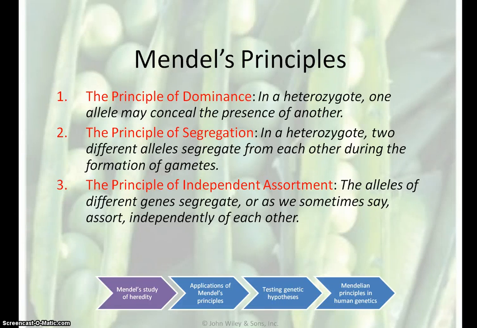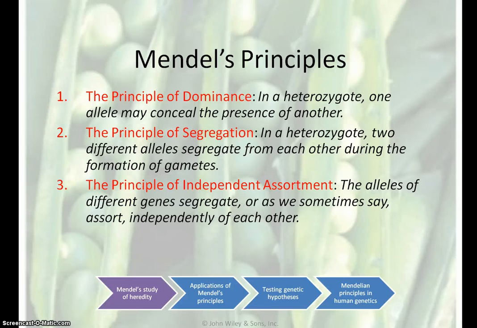And in this, he concluded that the alleles of different genes segregate, or as we sometimes say, they assort independently of each other. And this is what he was able to illustrate in his dihybrid crosses, that these different genes are not going to necessarily follow each other, that you're just as likely to have green seeds that are wrinkled or green seeds that are round.